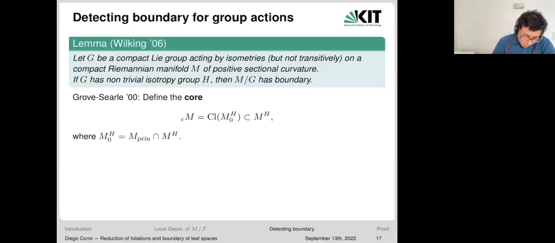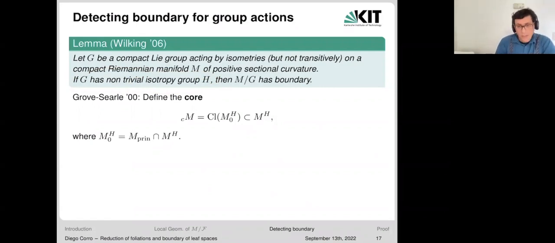Unfortunately, the hypothesis in the statement cannot be translated directly to foliations, because this object of the principal isotropy group does not exist for singular Riemannian foliations. So one needs to look more closely at the geometric picture to try to get a translation.